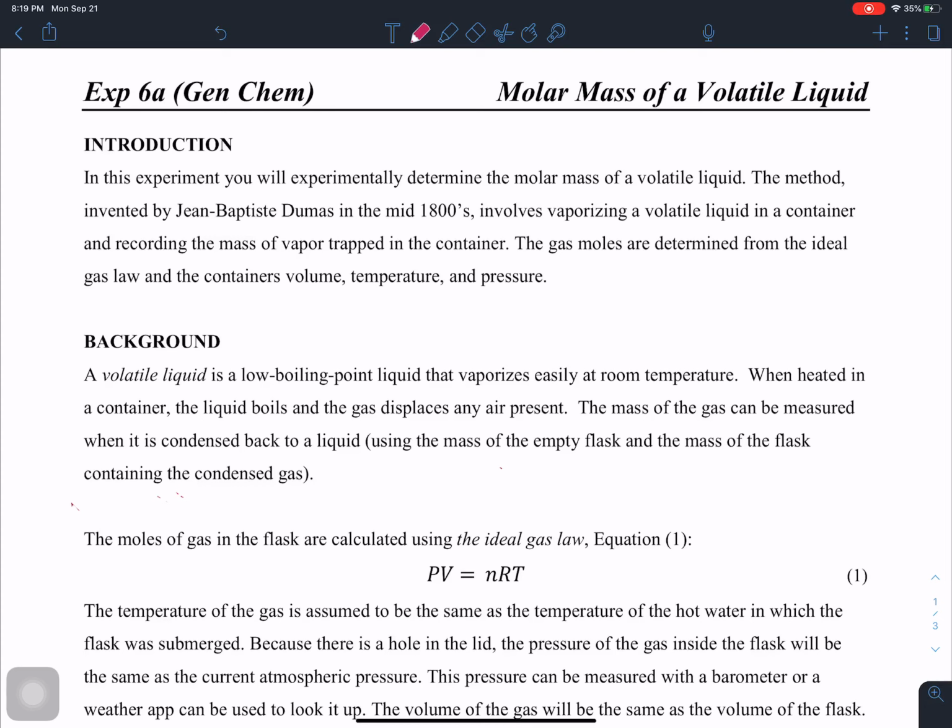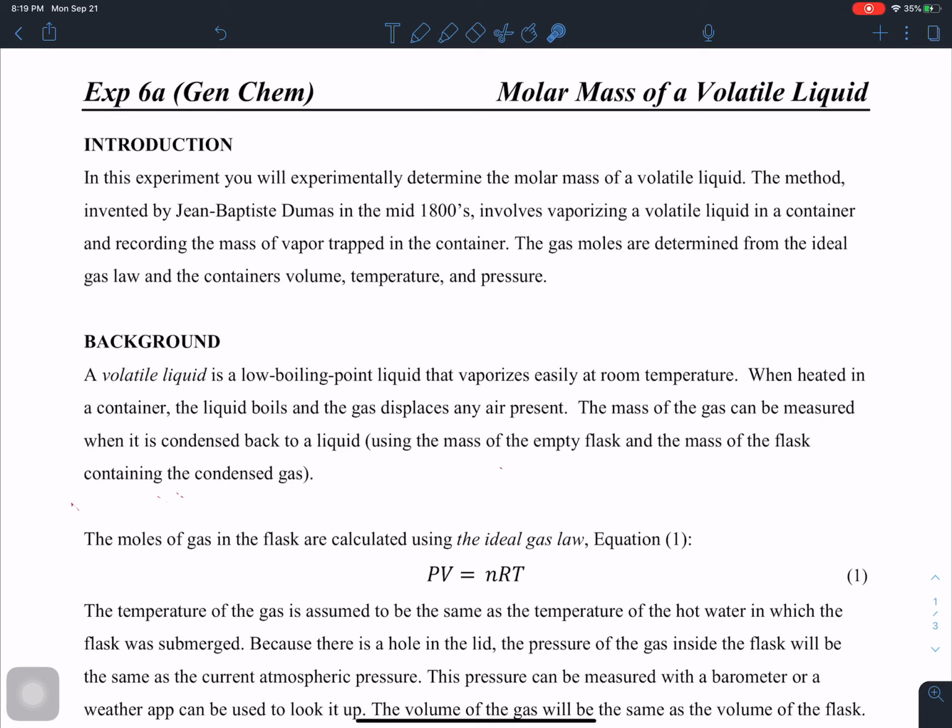This is an introduction to experiment 6A, molar mass of a volatile liquid. As the name suggests, we're going to determine the molar mass of a volatile liquid. Now, what is a volatile liquid? Well, the word volatile just means that something will vaporize easily. So common volatile liquids would be things like nail polish remover or rubbing alcohol or gasoline. They'll evaporate very quickly at room temperature.